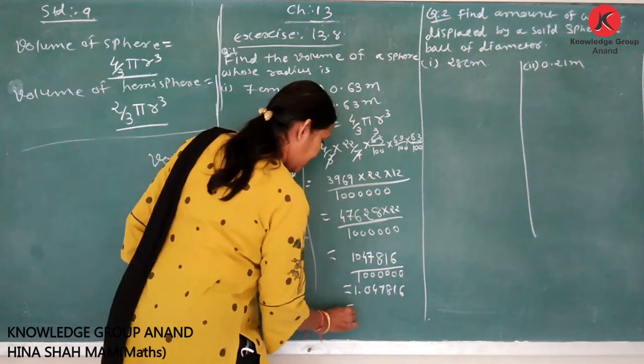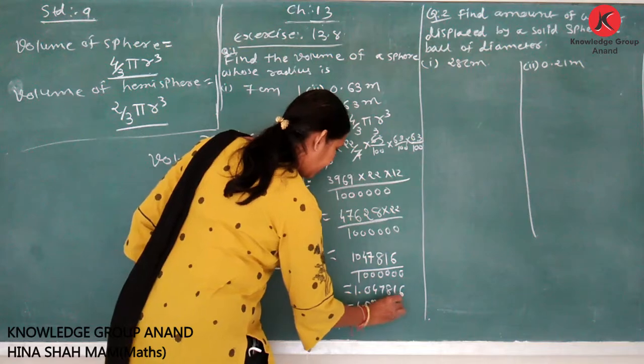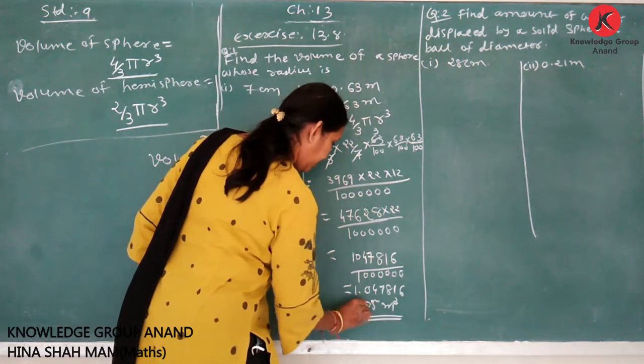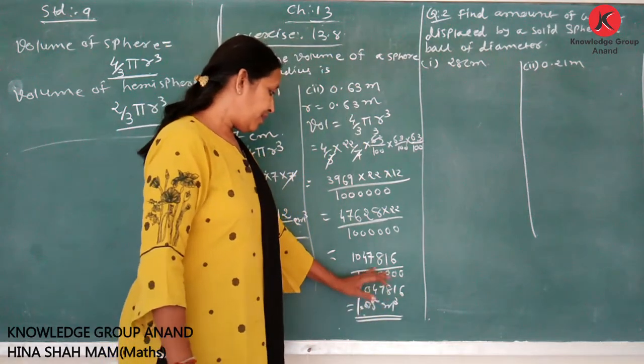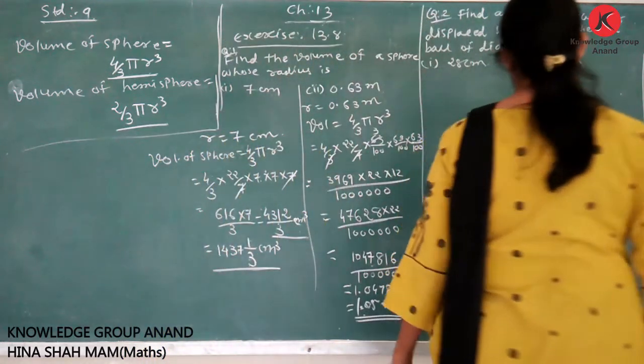1.047816 is equal to 1.05 meter cube. Answer is 1.05. Your answer is like this: 1047816. Yes.